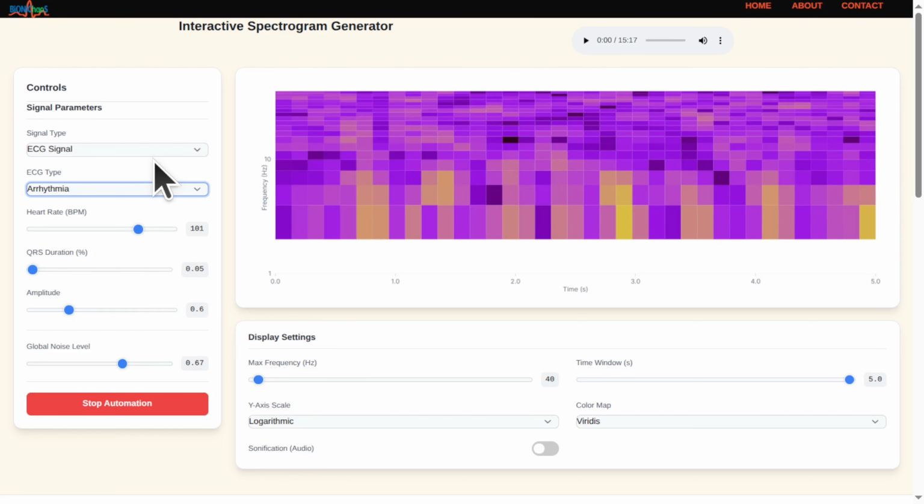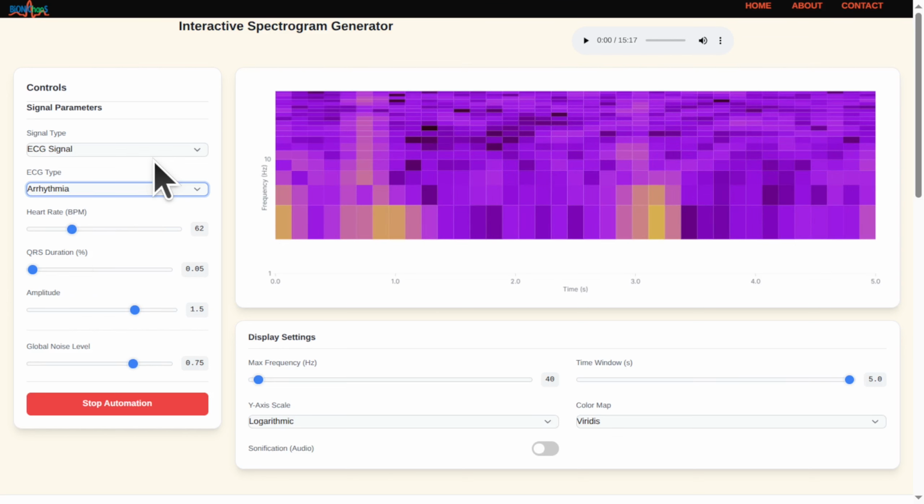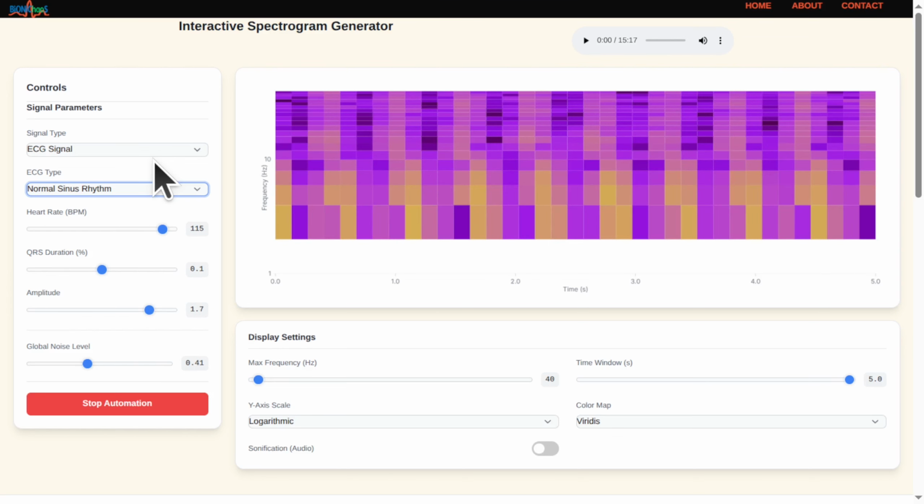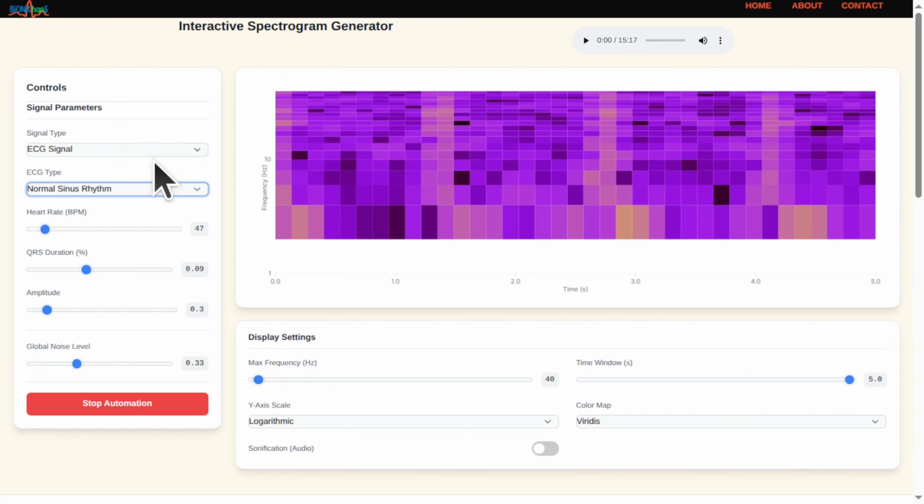Fascinating. Okay, let's shift from the heart to the brain. The electroencephalogram, EEG. What's involved in recording brain activity, and what can it tell us beyond just finding problems?